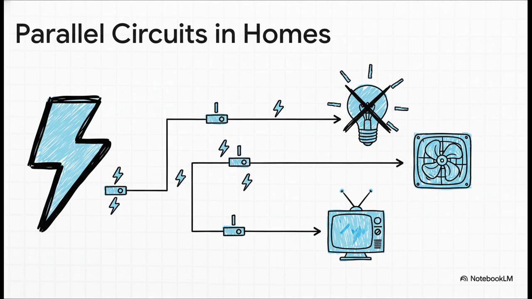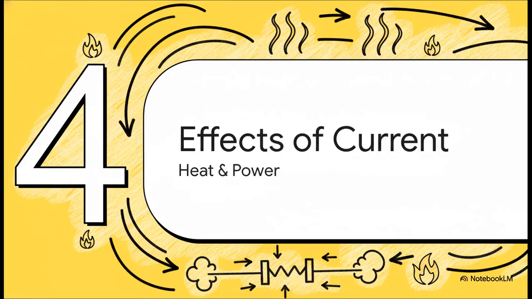There are a few big advantages. First, every single appliance gets the same full voltage. In India, that's about 220 volts. Second, you can turn each appliance on and off independently with its own switch. And third, just like we said, if one appliance stops working, it doesn't break the circuit for all the others. They keep running.